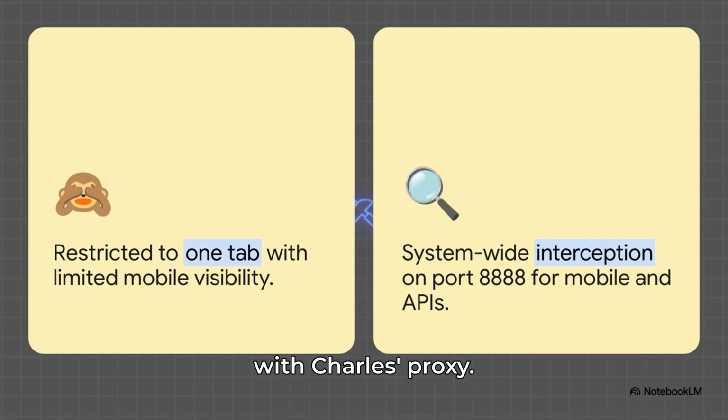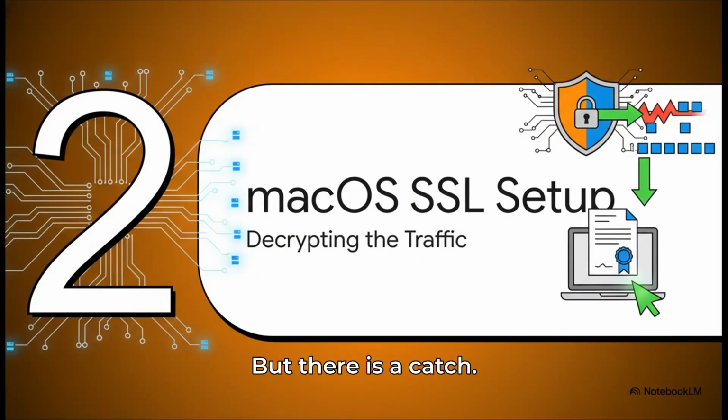Now contrast that with Charles Proxy. Charles acts as a system-wide local intermediary. By default, it listens on port 8888 and literally intercepts everything routing through your machine. External APIs, native iOS apps, Android emulators, background scripts. Charles catches the whole shebang. It sits right there, right between your apps and the internet. But there is a catch.